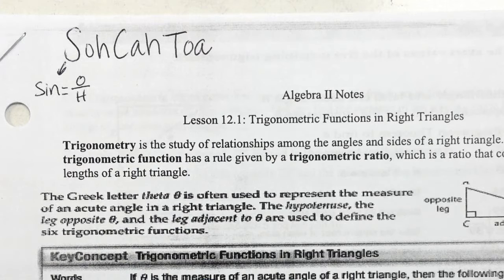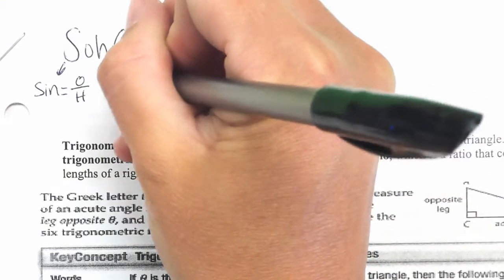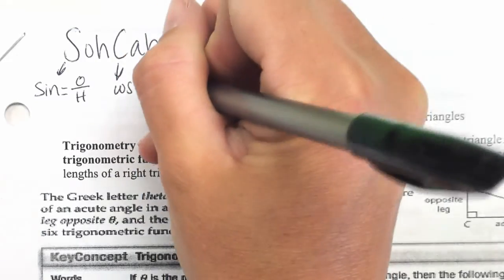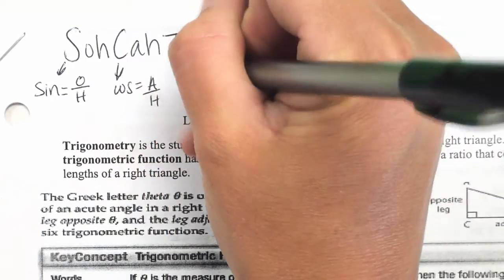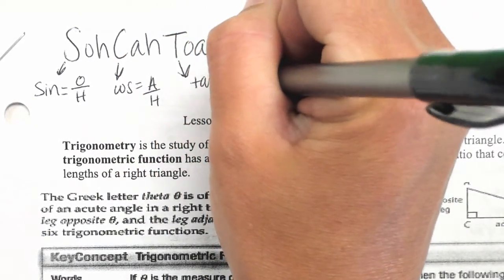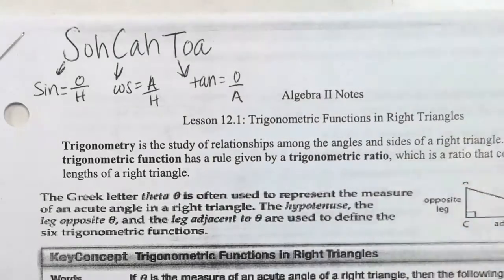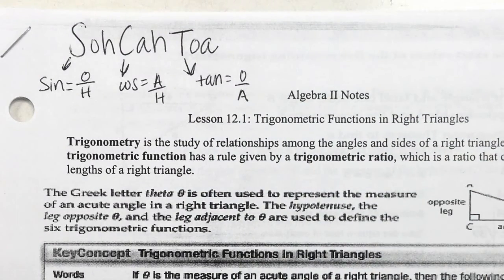Hypotenuse is what? What is the hypotenuse? The longest side. How else can we identify it? Good. Across from the right angle. Very good. So cosine is what? Adjacent over hypotenuse, and tangent, opposite over adjacent. Very good. So those are three trig functions: sine, cosine, tangent.